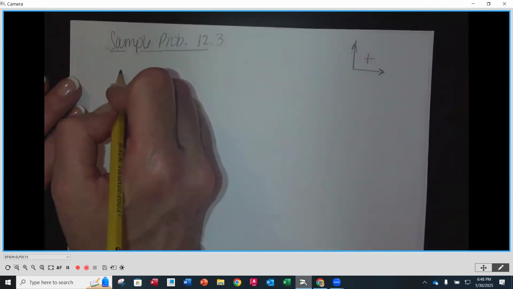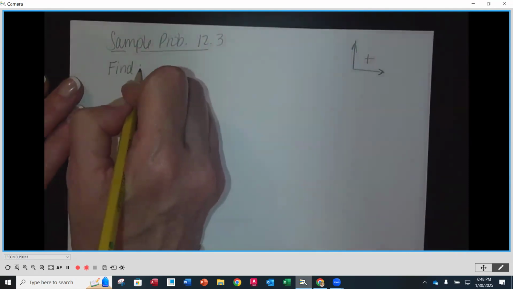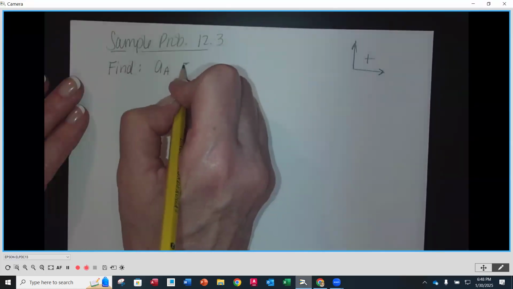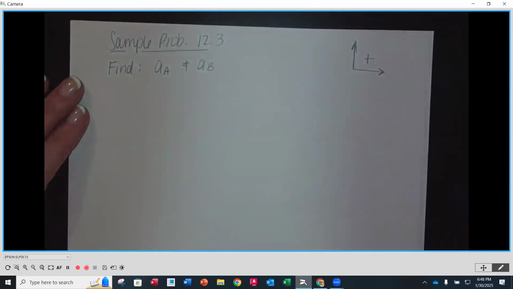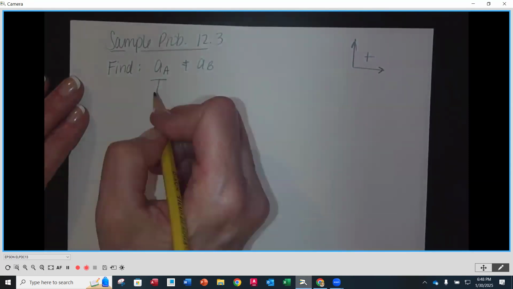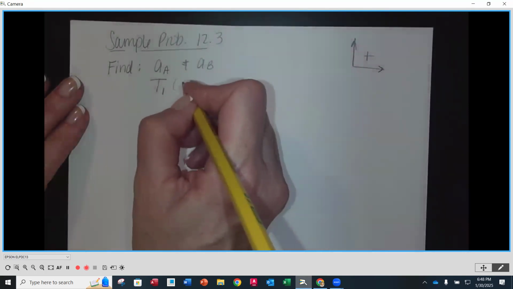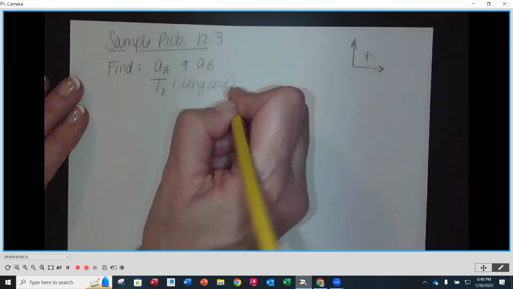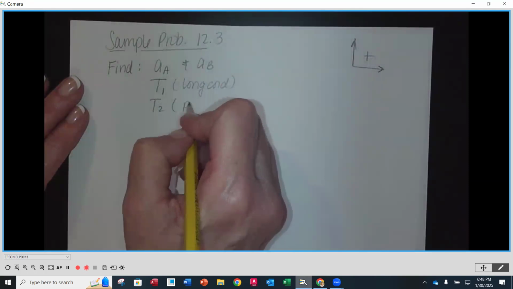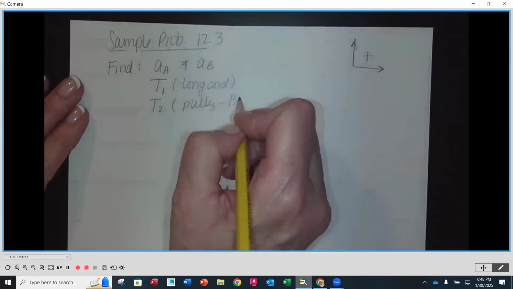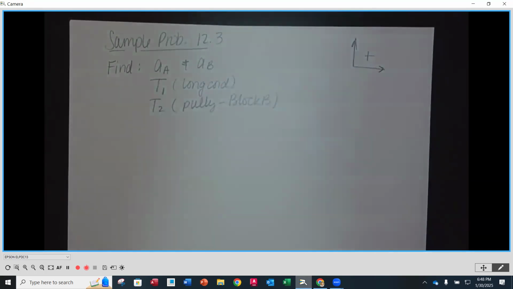And I want to find the acceleration of block A and the acceleration of block B. And also, as I said, I'm calling it tension 1 for the long cord. And T2 is going to be the pulley to block B cord. Okay, it's going to be like the little short one. And then they also mention in the problem statement that the surfaces that they're riding on are frictionless. So we don't have any coefficients of friction or friction forces to account for here, okay?